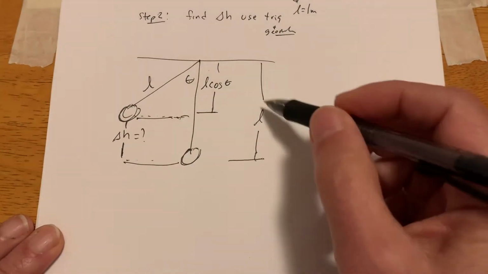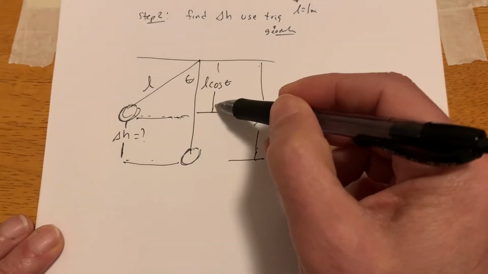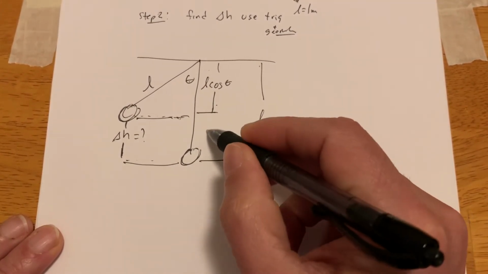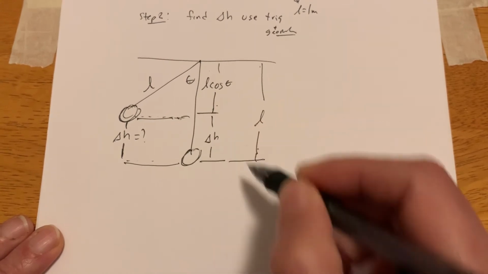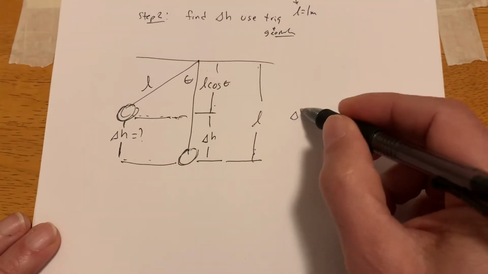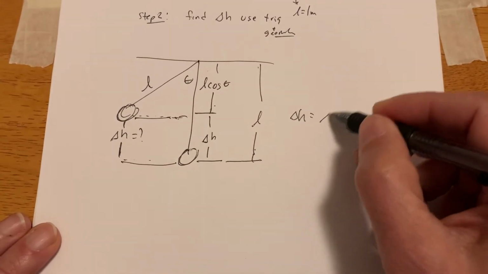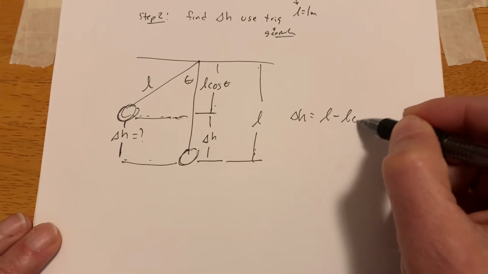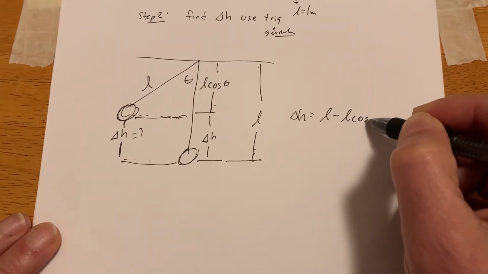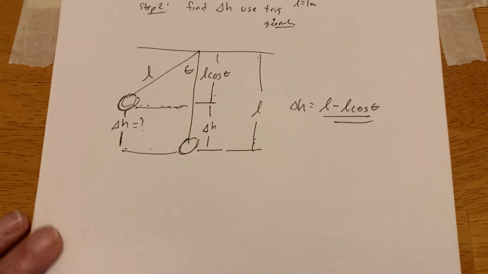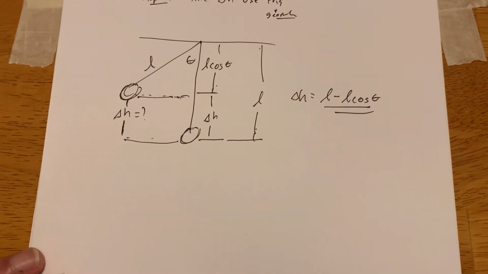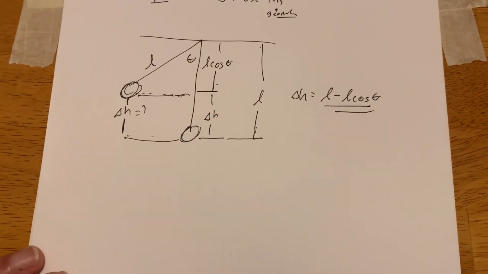All right, well, what do I have? I have L, and I have L cosine theta. So this here is that delta H. So what is the delta H going to be? It's going to be L minus L cosine theta. Okay? So that is how I find the delta H.